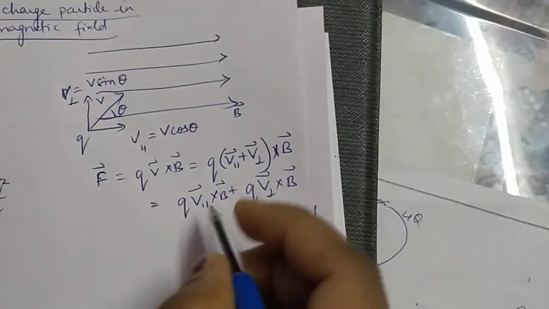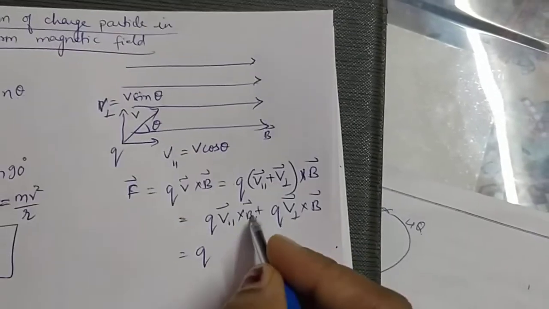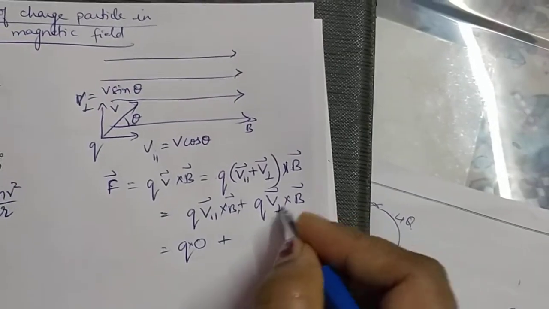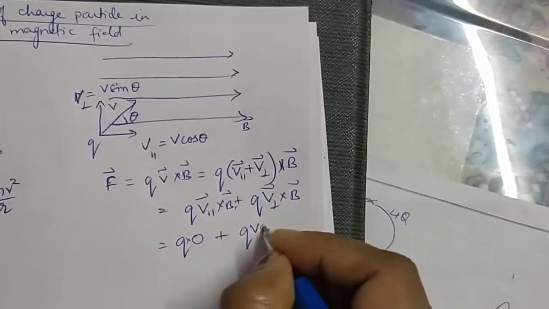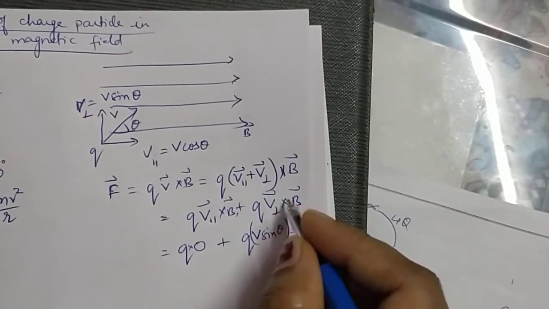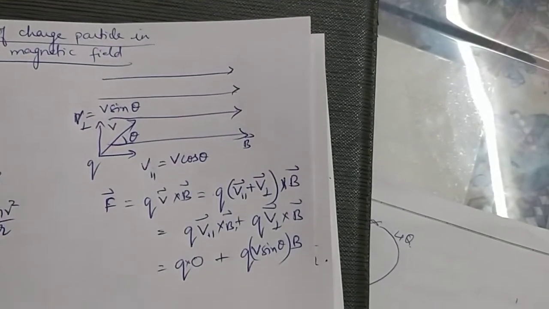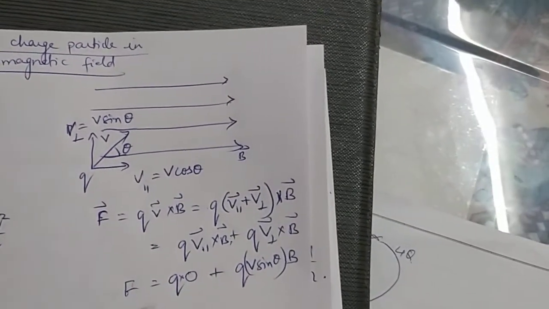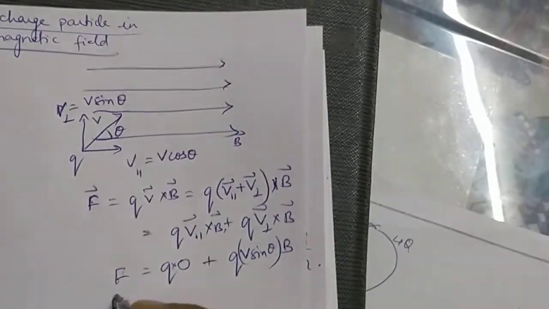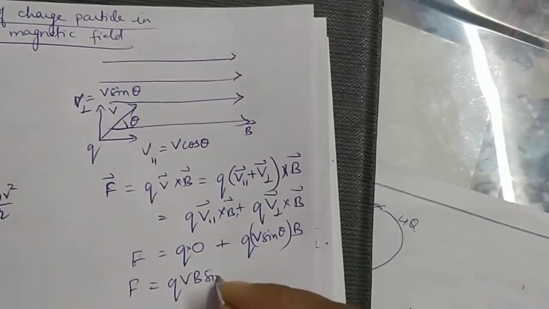Then this part, q V parallel cross B, these two are parallel to each other. So sin 0 will be 0. You'll get 0 here. Plus q V perpendicular is V sin theta into B is B, and then sin theta here will be 90 degrees because these two are perpendicular to each other, which is 1. So this becomes qVB sin theta. The magnitude of force is qVB sin theta. We would have got that anyway, but I just explained it to you. So we will get qVB sin theta.